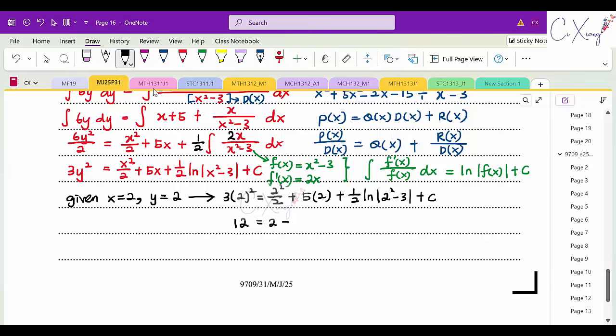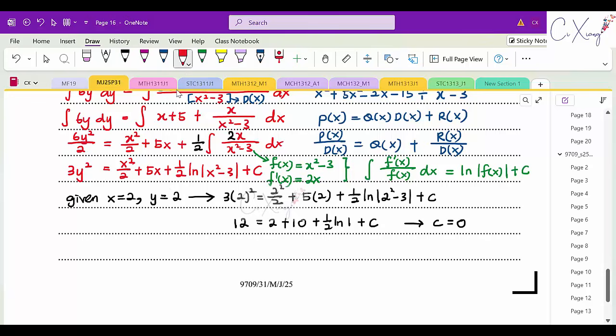I have a 2 plus 10 plus 12 ln 1 plus c. And if I try to simplify everything here, basically my c is equals to 0. Okay, and now let us come back to our general solution here.